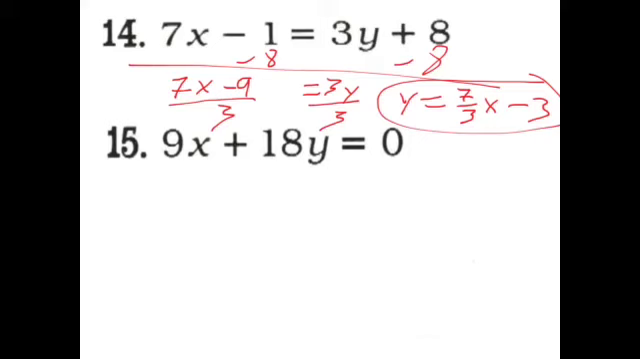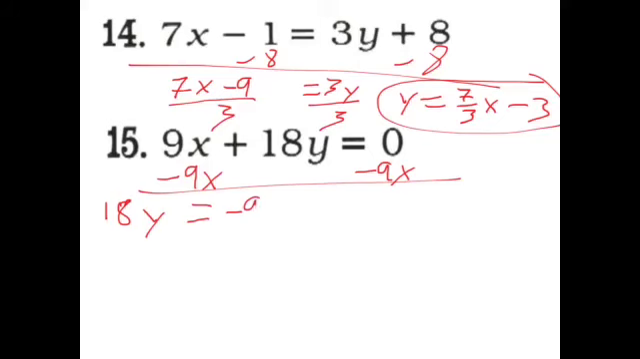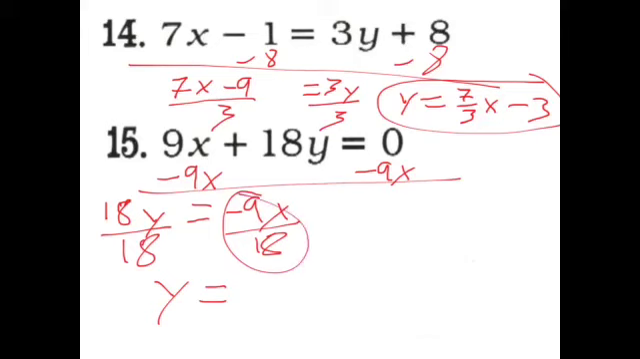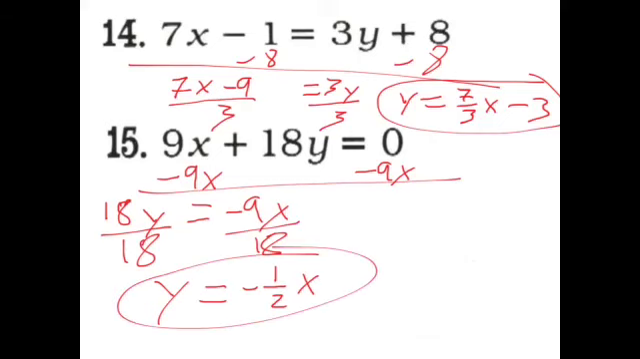On 15, I'm going to work towards getting my y by itself by getting rid of the x term on the left side. So I need to subtract it from both sides. And that'll give me 18y equals negative 9x. I need to divide everything by 18 to get y by itself. Well, 9 divided by 18 is 0.5 or 1/2. So really I just have negative 1/2 x. And that's my line. So let's graph 14 real quick.